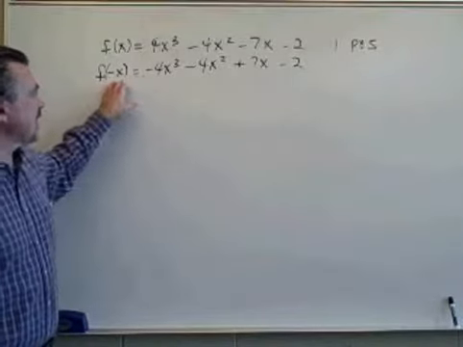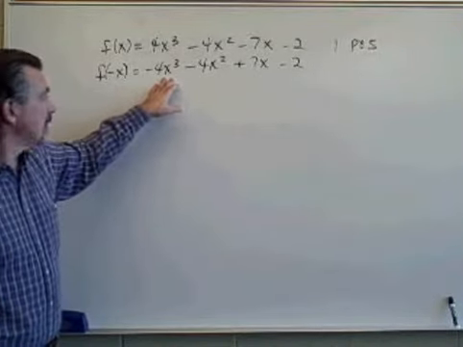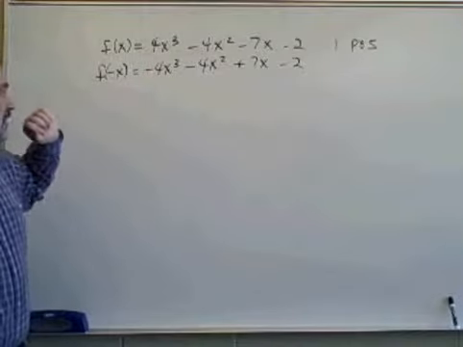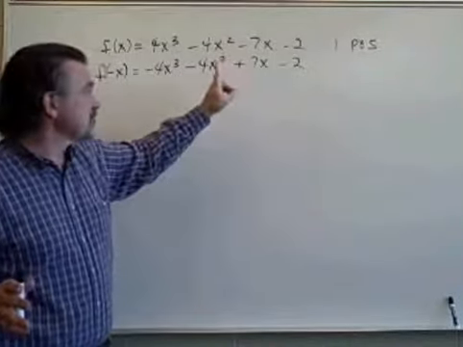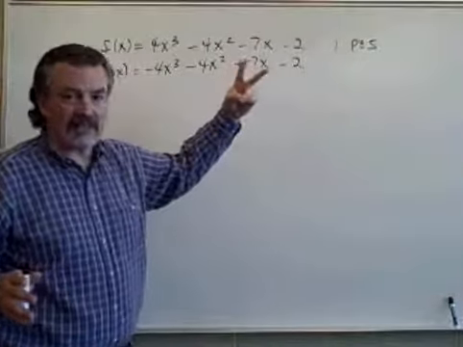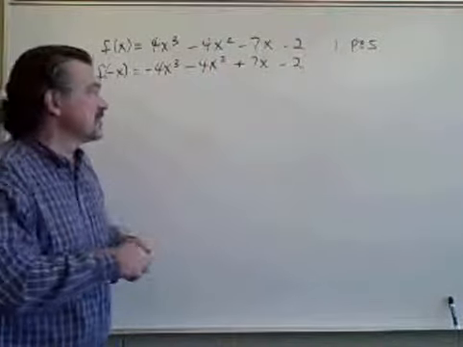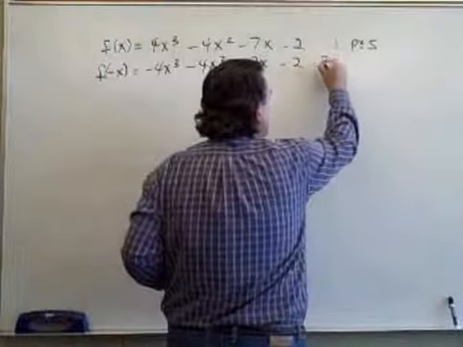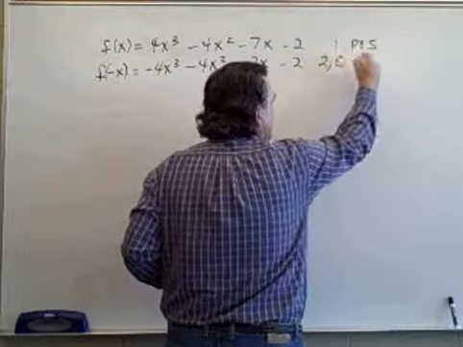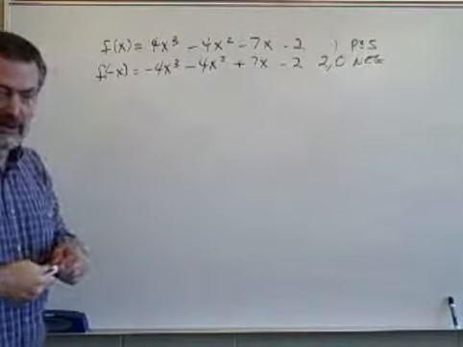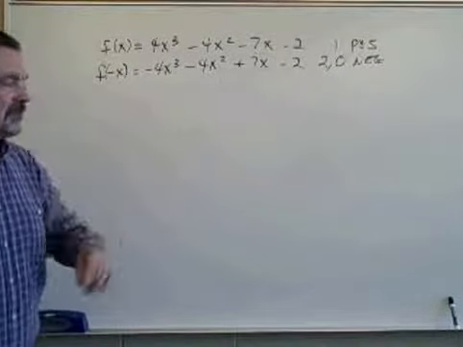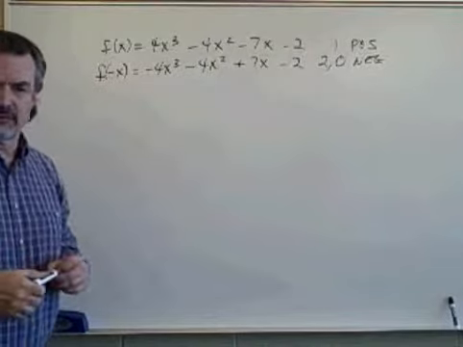Then we look at f of minus x and count the number of changes there. Minus to minus is no change. Minus to plus is one change. Plus to minus is a second change. So Descartes would tell us that we will have 2 or an even number less than 2, which is 0. So Descartes would say we'll have either 2 or 0 negative real roots.